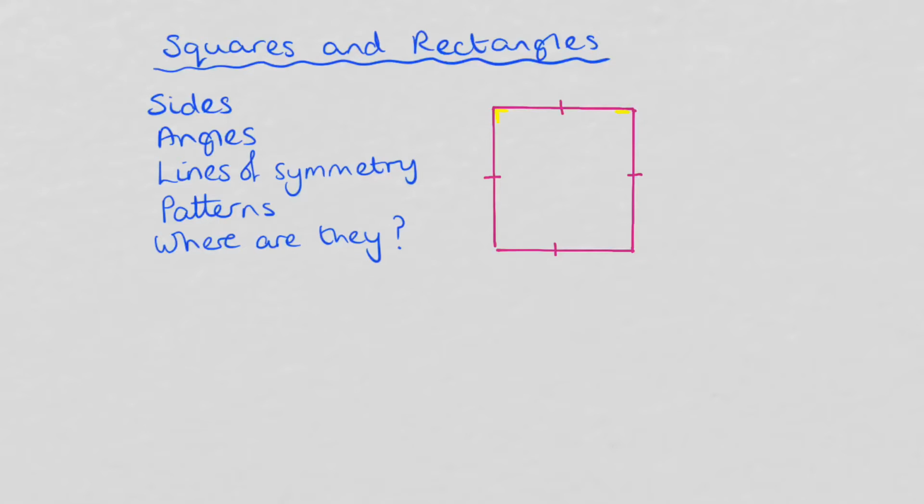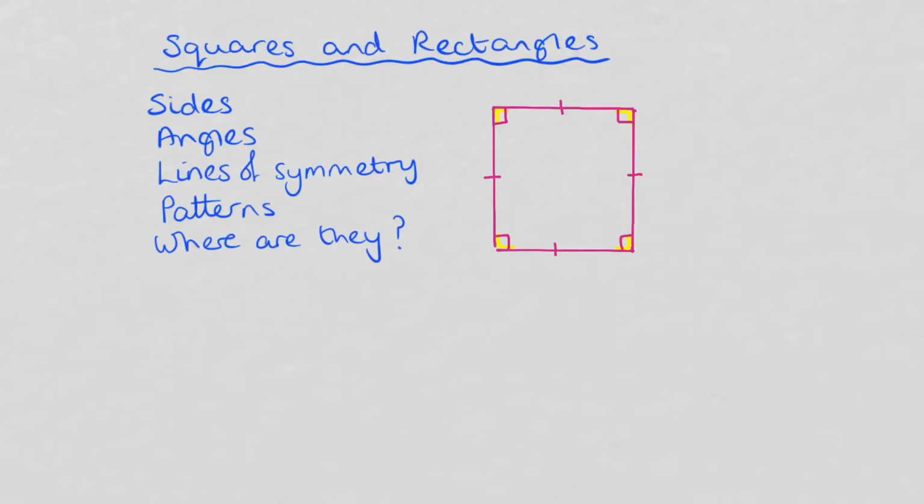If I just highlight these in yellow here, what kind of angles are these? We talked about that a little bit in the last day or two. But these are right angles, aren't they? So remember, you draw right angles as a little box in the corner. So a square has 4 right angles and 4 equal sides.